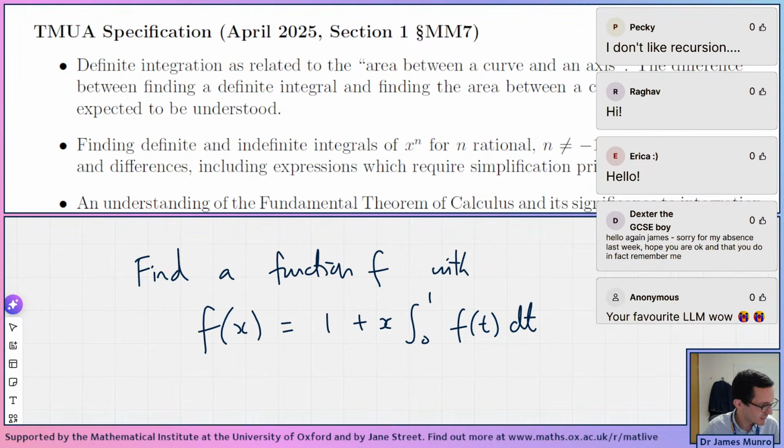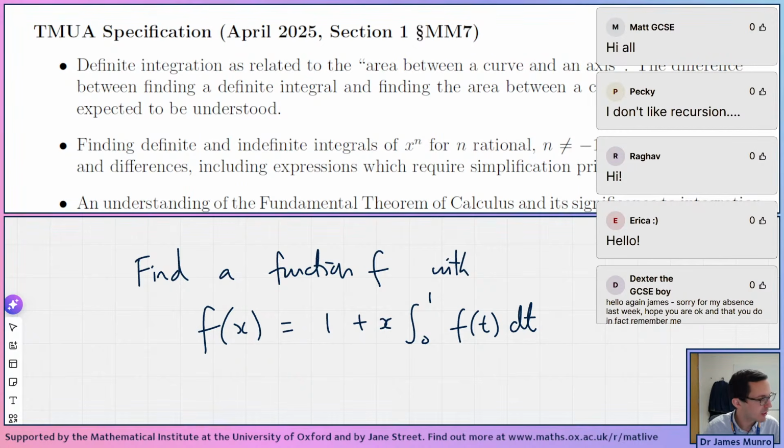Right, but we always start with the maths, so we'll stick that up there, and we'll see if anybody's got a way to get started with this.